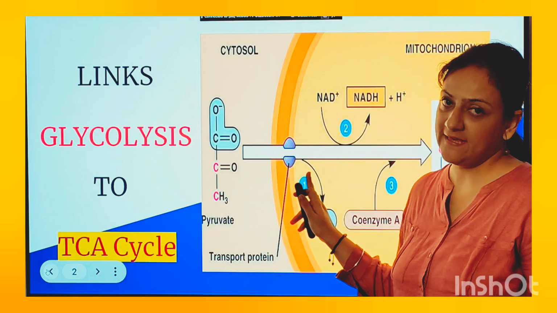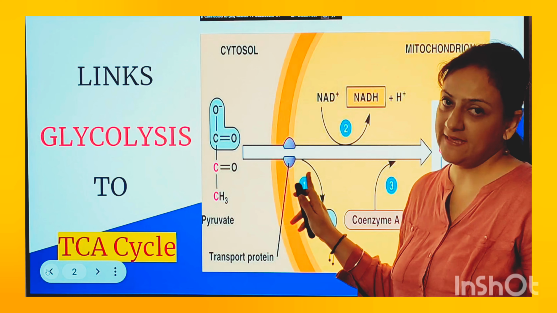Hello friends, today I will be discussing the pyruvate dehydrogenase complex, or PDHc. This is a very important enzyme which links glycolysis to the TCA cycle, or we can say it is the connecting link between glycolysis and the TCA cycle. How? Let's see.